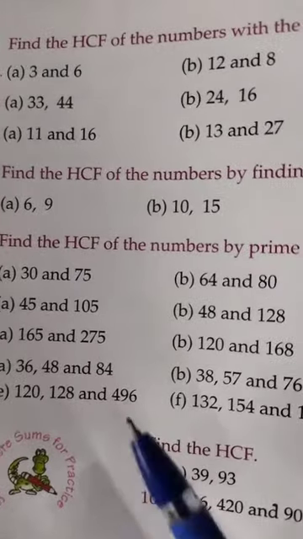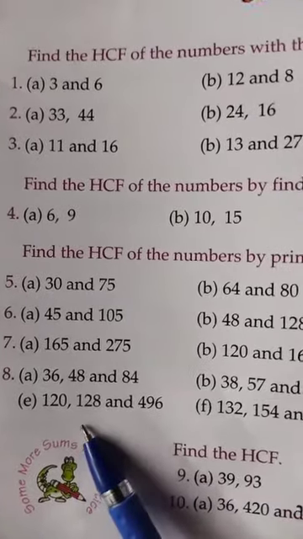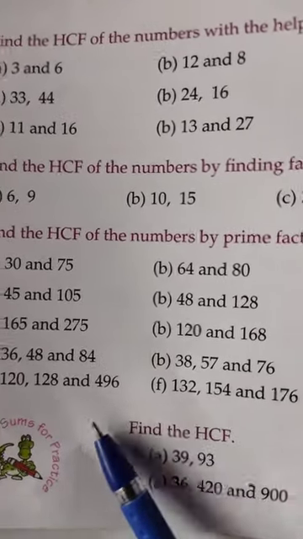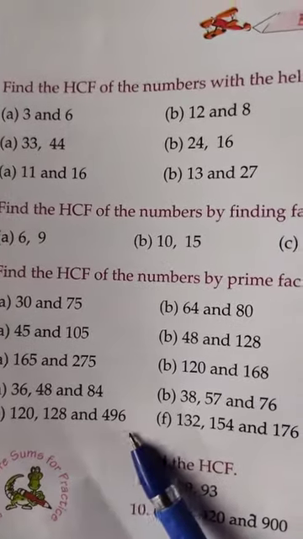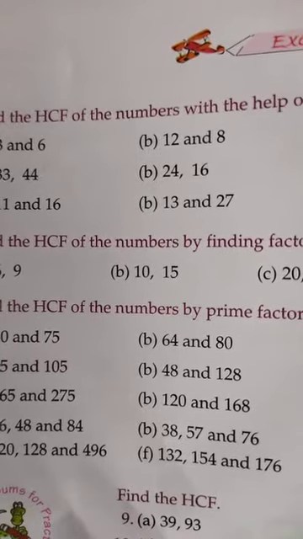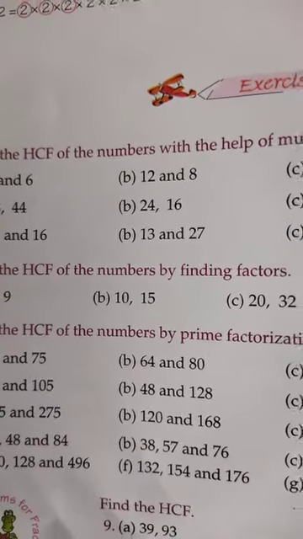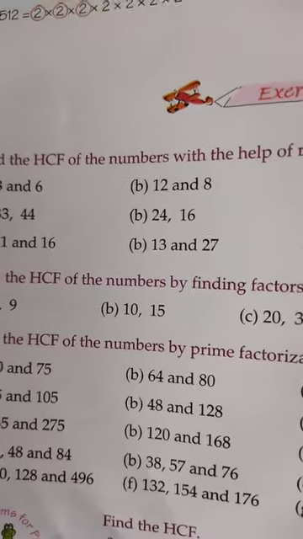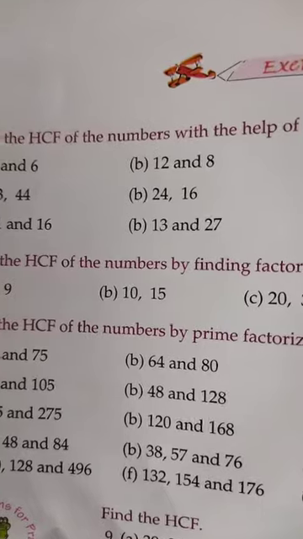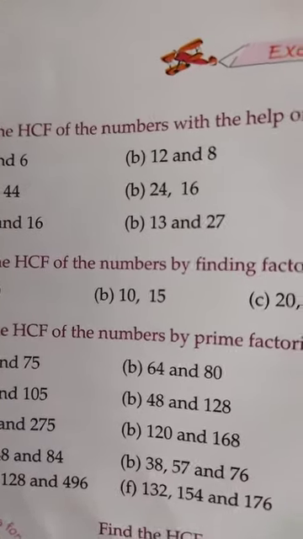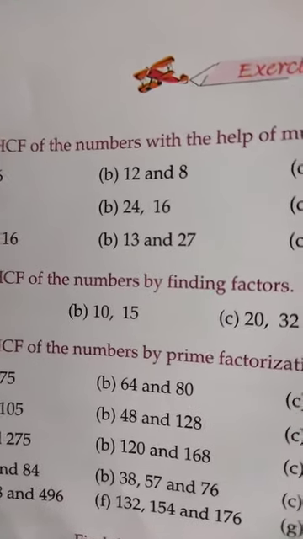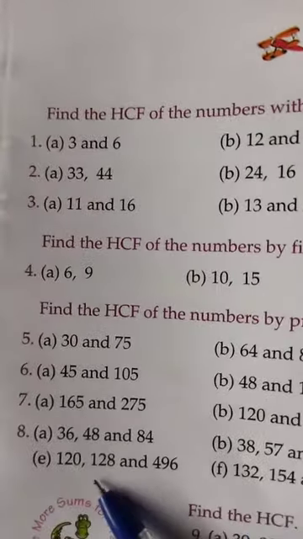Now see, let me do another question for you. 8th E part I am doing. In this, 3 numbers are there: 120, 128 and 496. So how will you find the HCF of the 3 numbers? Again, whether the numbers are 3, 5 or any, the way of finding the HCF is to find the factors of the given numbers, take out the common ones, and multiply them to get the HCF. This is the only method of finding HCF by prime factorization. So let me solve this one for you.